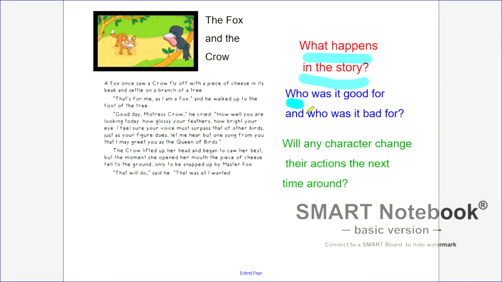So as I'm listening to and reading this story, I'm thinking, who was it good for? In this story, I know the fox wanted what the crow was eating, and the crow obviously didn't want to give it up. So it was good for the fox and bad for the crow.